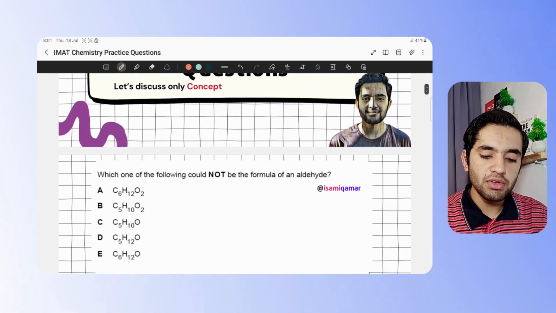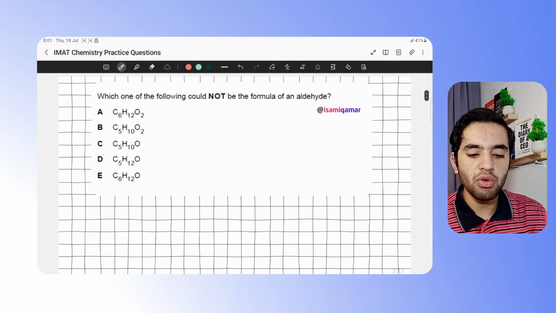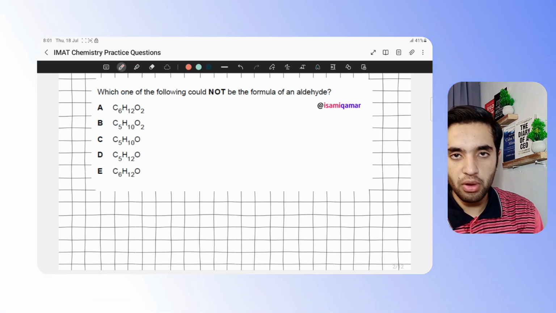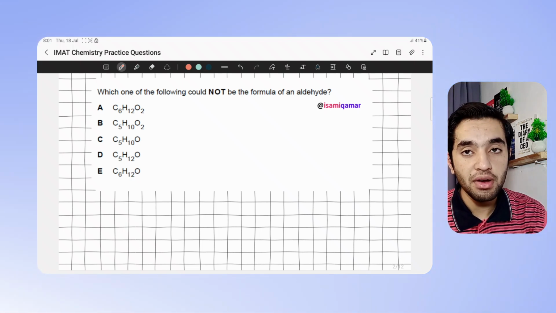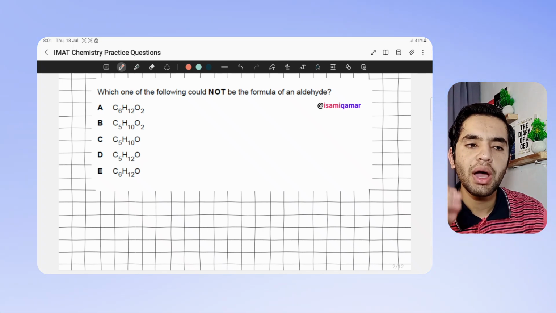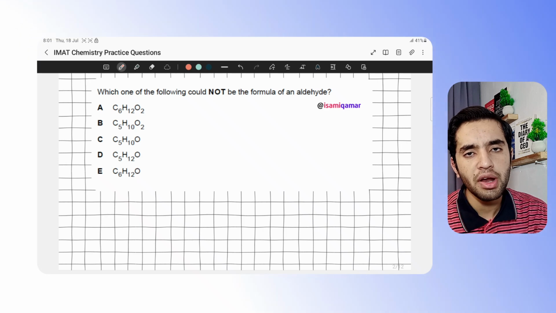So just see, the first question is: which one of the following could not be the formula of an aldehyde? So this is from organic chemistry. Although I said that I haven't included organic chemistry, stoichiometry and molarity, I just cleared with the easiest question. I tried to pick the easiest questions.